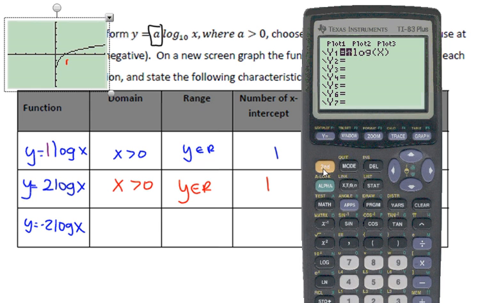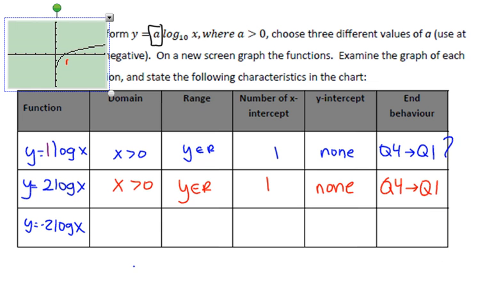So now we want to insert the negative there. Negative 2 log x. Something changed here. So with these a values, we could say this log is increasing. Do you agree how it's increasing? So these two, when we had a positive a value, our function is increasing. A negative a value, we are now decreasing.